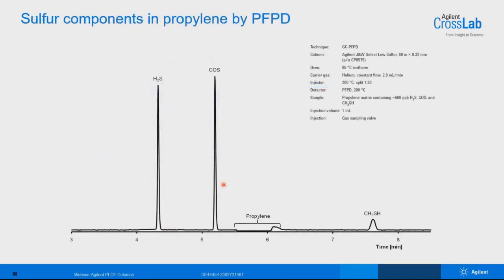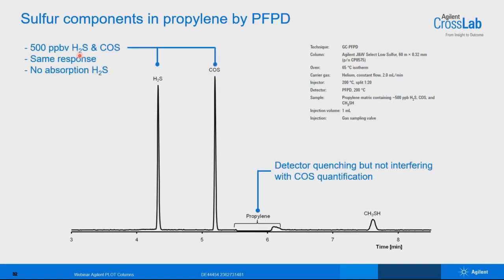And this is the very last chromatogram of the webinar. Here you can see the analysis of hydrogen sulfide and carbonyl sulfide in propylene. We can see the quenching of the PFPD detector right here at this spot, but it doesn't interfere with the quantification of particularly COS. Another thing to note is that the response for both H2S and COS is identical, and that indicates that H2S is not adsorbed at all on this column. It provides a perfect, reliable quantification of H2S even at the lowest ppb levels.